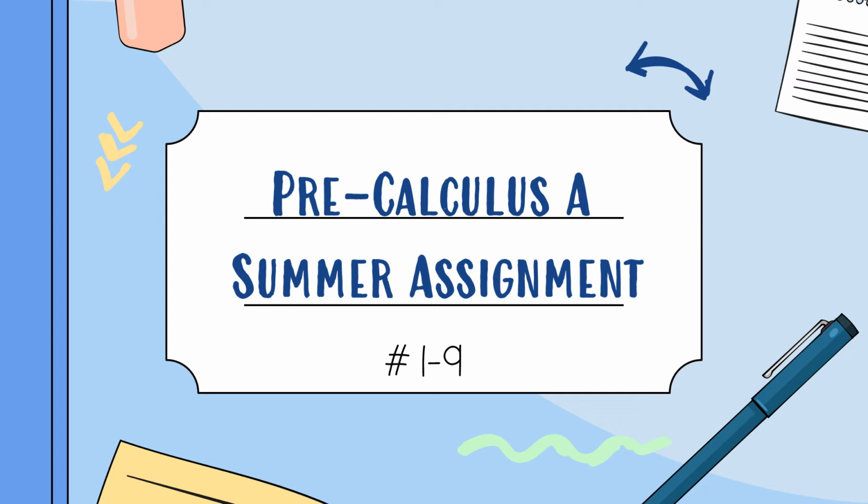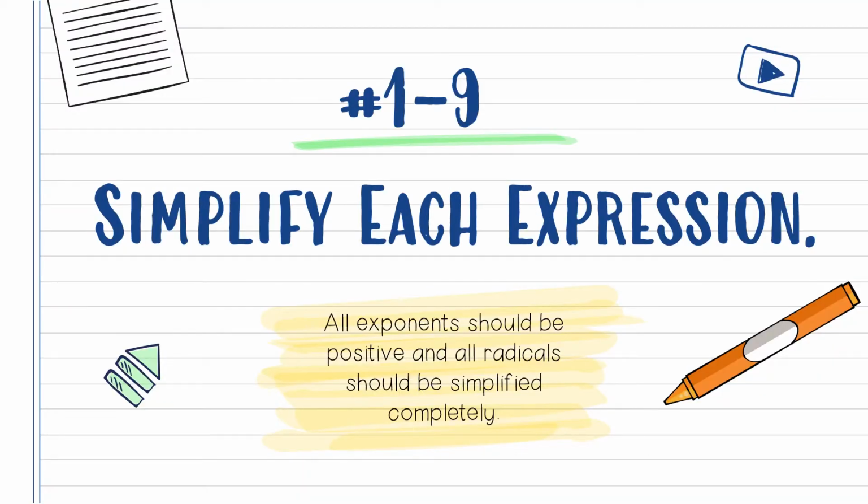Hi everyone! In this video, we are going to be going through the Pre-Calculus A Summer Assignment, just numbers 1 through 9. Feel free to skip around through the video to see the numbers that you need help with. The directions for each of these problems is to simplify each expression. Remember that all exponents should be positive and all radicals should be simplified completely.